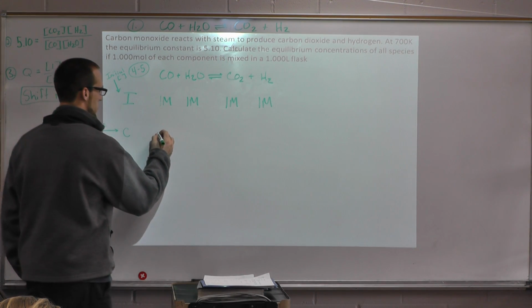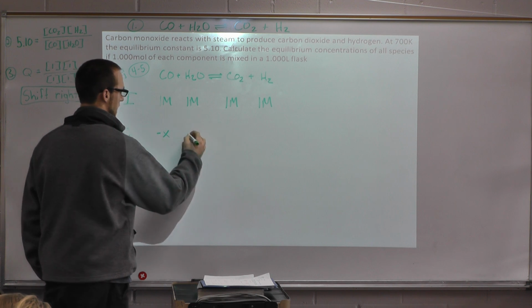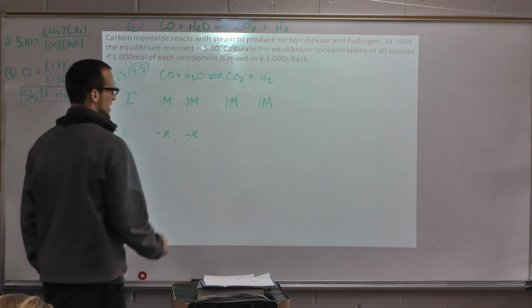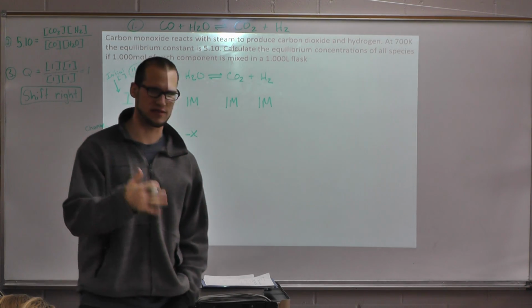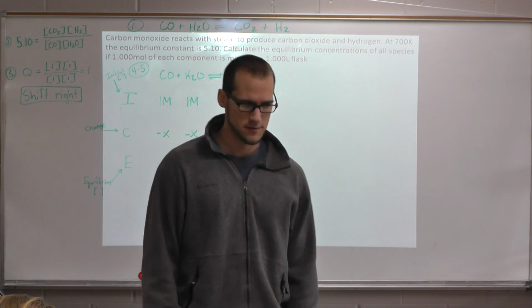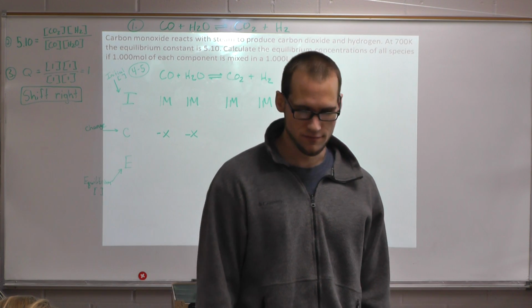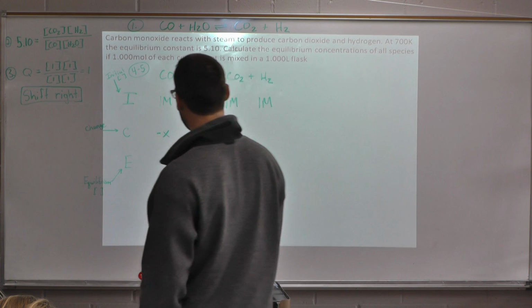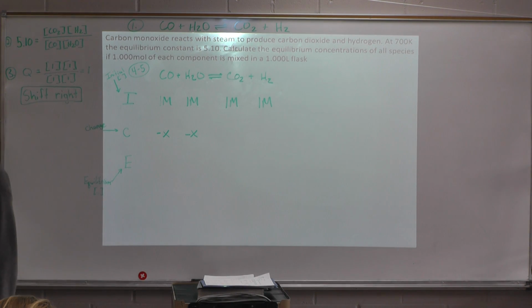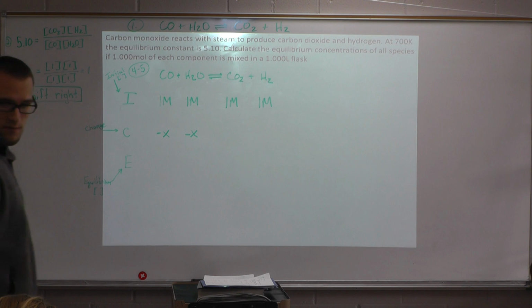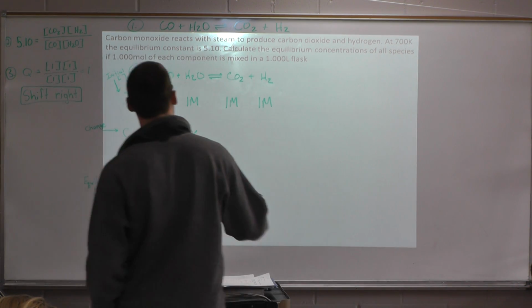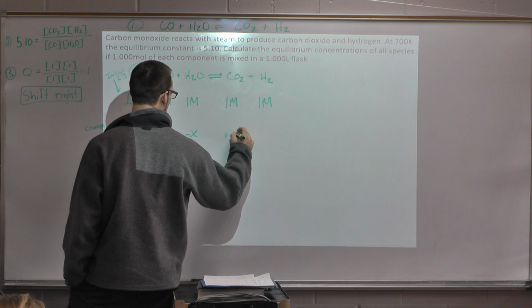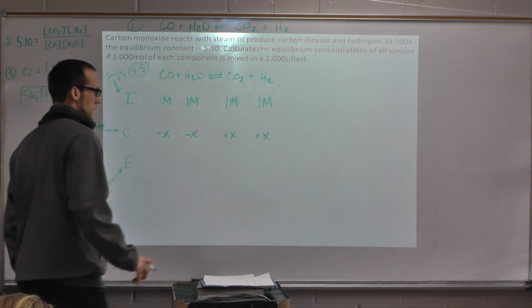Because I'm shifting right, I'm going to be losing my reactants. And the reason why it's just x and not 2x or 3x or 4x is because of what? Coefficients. Everybody got that? So then what is my product change going to be?